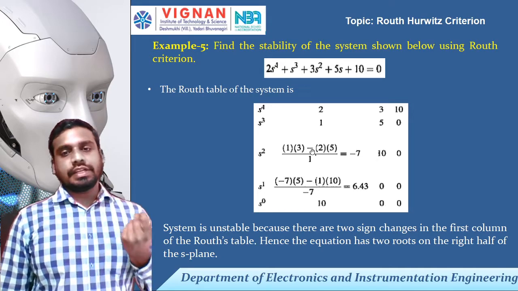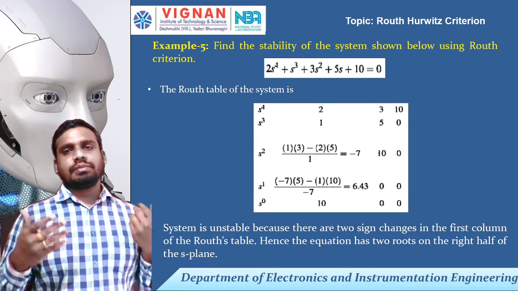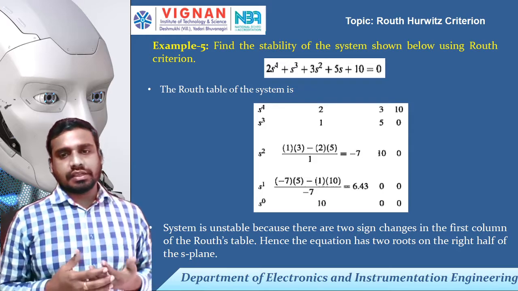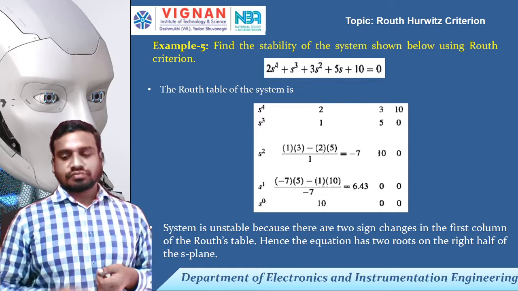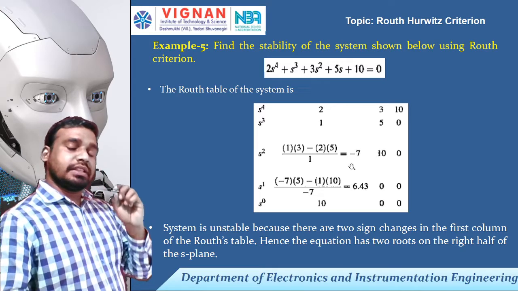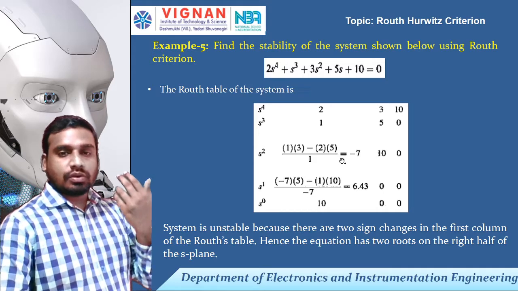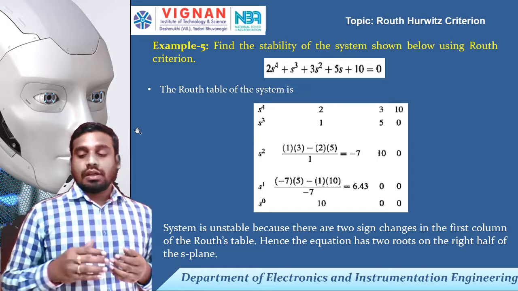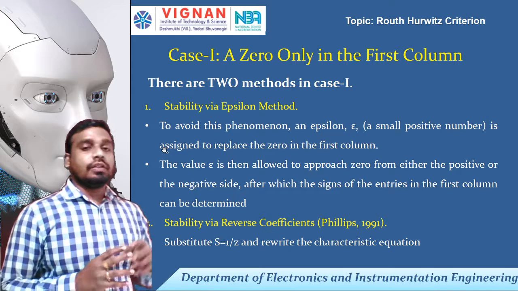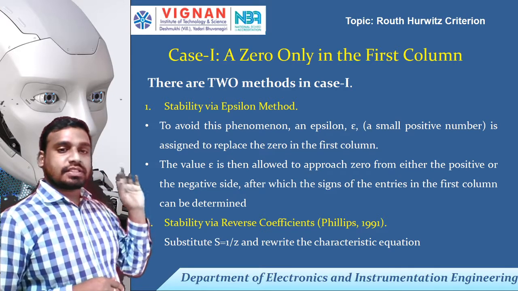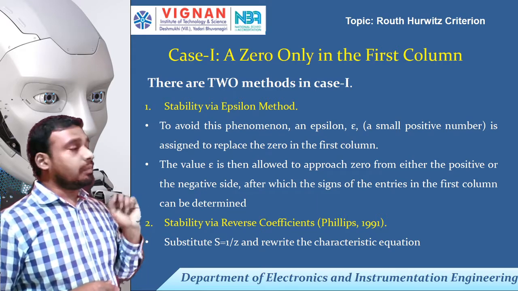Something divided by 0 is infinity. Any value divided by 0 is infinity. Now, if it is infinity, what is the system telling us? The output is going to infinity, which means it is actually unstable, right? So this is the reason we have to eliminate the 0, or we have to use approximations. So this is one method here. If you have a single 0 in the first column, we have to use the epsilon method.